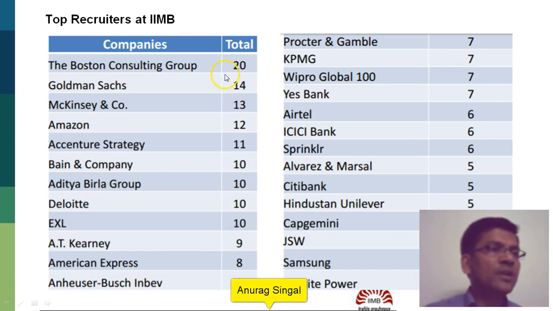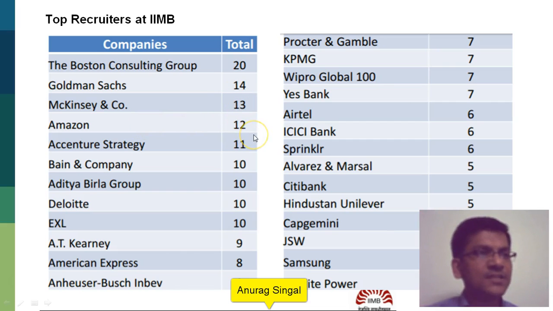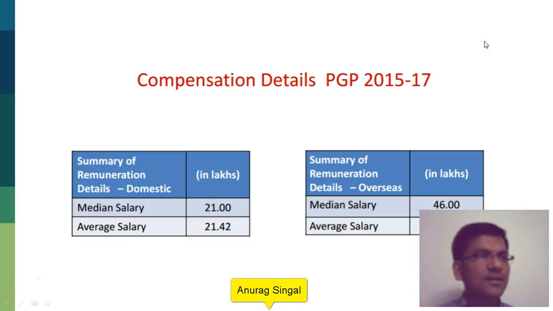Come to IIM Bangalore again, BCG takes 20, GS 14, McKinsey takes 13 people, Amazon takes 12 people, Accenture Strategy 12, Bain 10, ABG 10, Deloitte 10, AT Kearney 9, EXL 10, you have A&M taking 5. So just look, P&G took 7 there, 8 there, 7 here, and the median salary is again 21 lakhs, the average salary is 21.42. Overseas, the median salary is 46 lakhs.